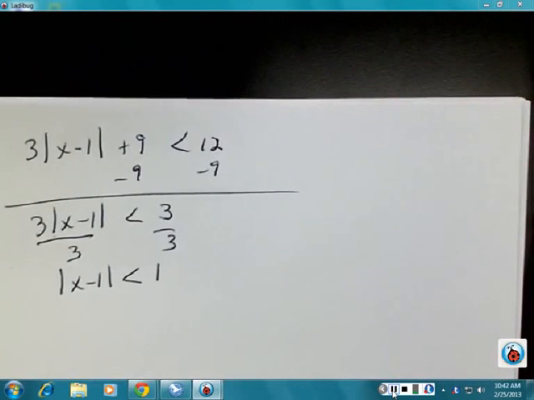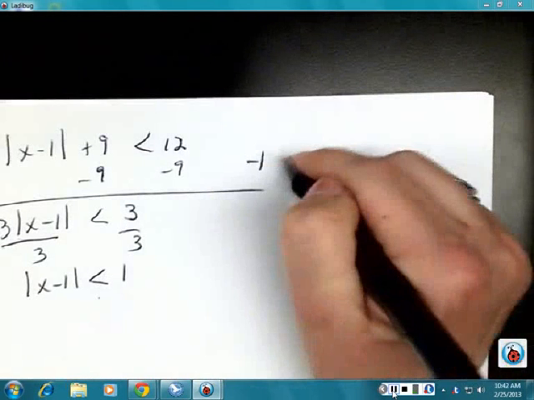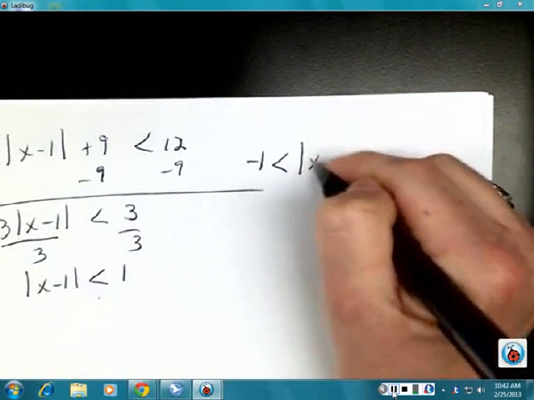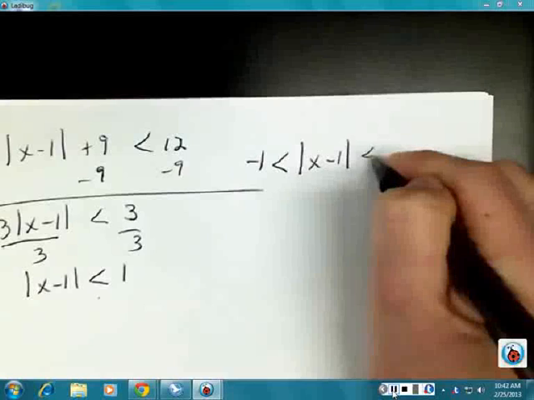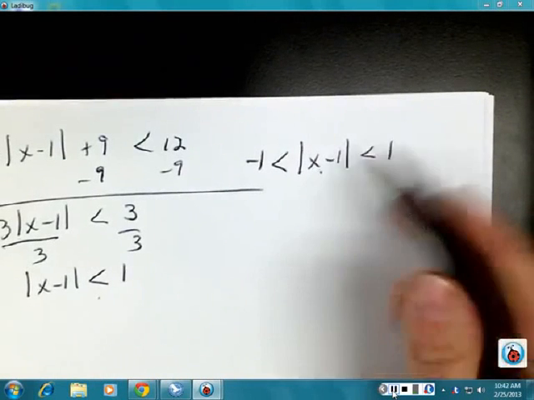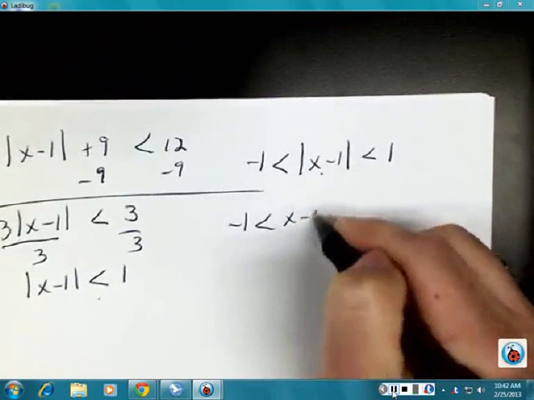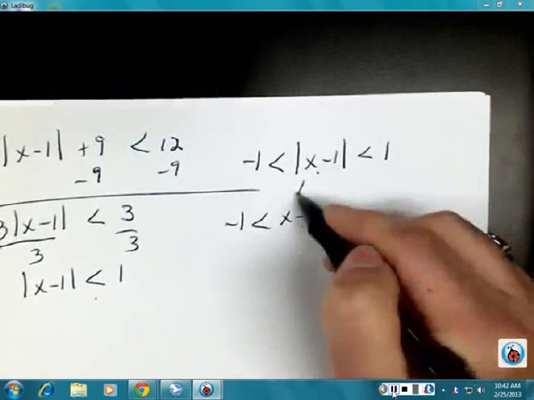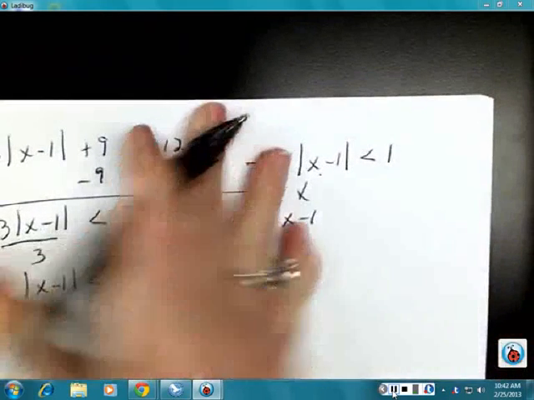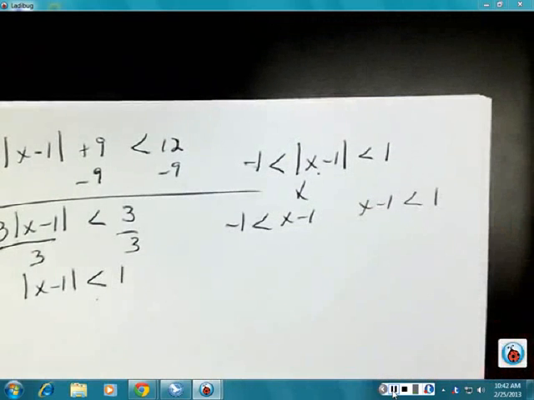So now I need to set up my two pieces. It can be keep the same sign: -1 less than absolute x minus 1 less than 1. Now we have to take both parts of the equation. First part, -1 is greater or less than x minus 1. Second part, x minus 1 is greater or less than 1. And now we solve.